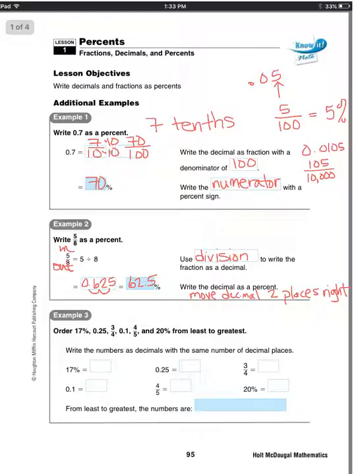Example 3. Order 17%, 0.25, 3/4, 0.1, 4/5, and 20% from least to greatest. Now, the easiest thing to do with these is to write them all as decimals. When we change a percent to a decimal, I'm going to write this at the bottom. We move the decimal 2 places left. So it's the opposite of above.